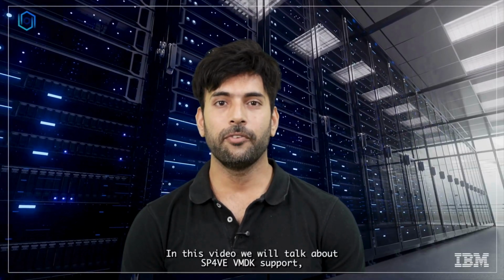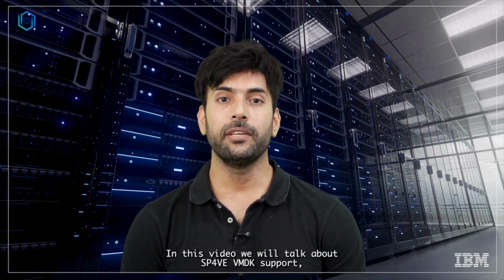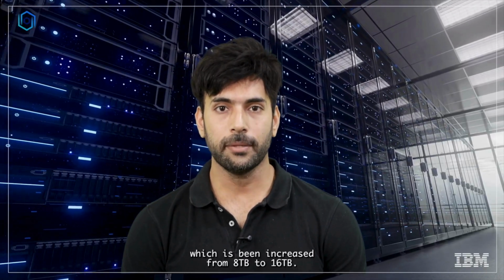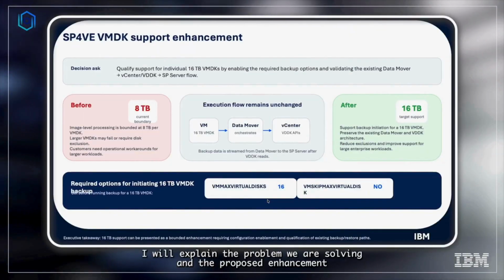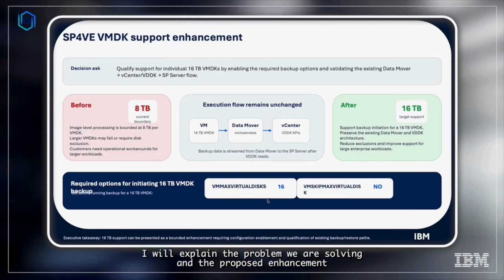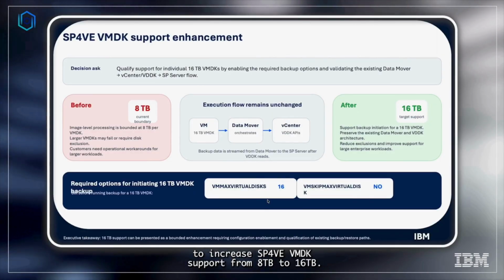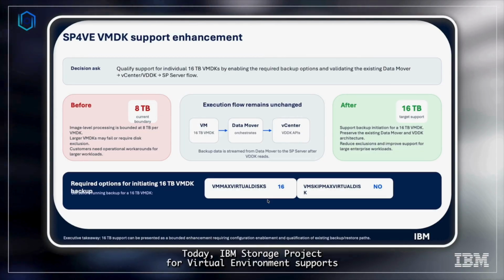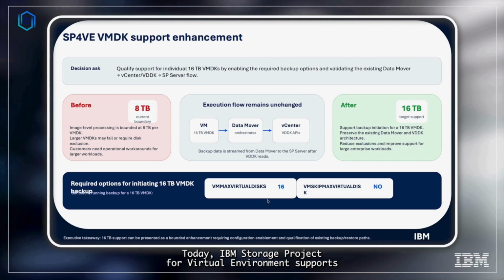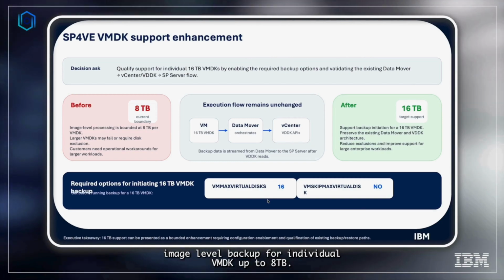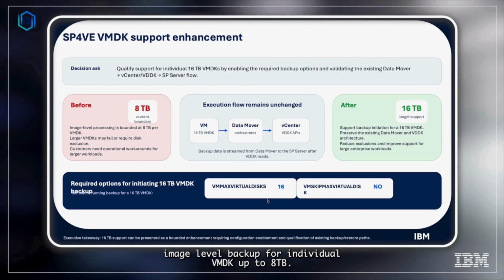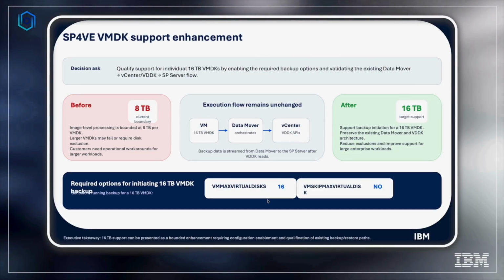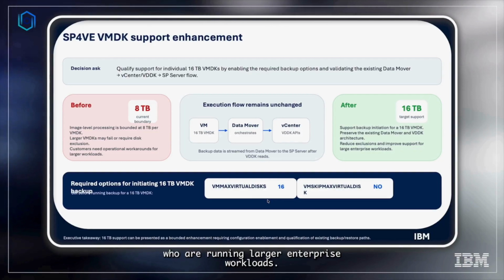In this video, we will talk about SP4VE VMDK support, which has been increased from 8 TB to 16 TB. I will explain the problem we are solving and the proposed enhancement to increase SP4VE VMDK support from 8 TB to 16 TB. Today, IBM Storage Protect for Virtual Environments supports image level backup for individual VMDKs up to 8 TB. This limit can become a challenge for customers who are running larger enterprise workloads.